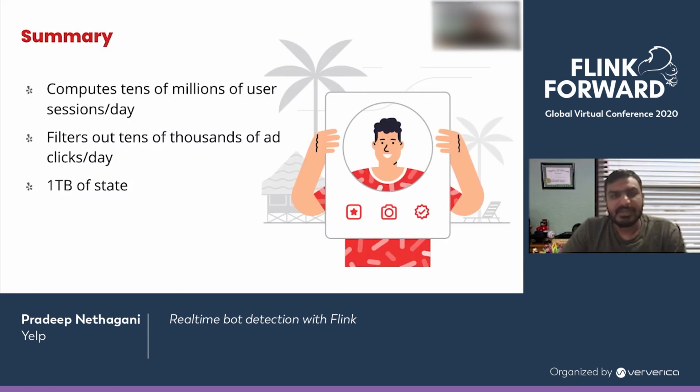Flink has been doing well for us. It not only helped us scale, but it effectively helped us deal with large state. In summary, it computes tens of millions of user sessions for us per day, and it filters out tens of thousands of ad clicks per day that are from bots. Currently, we are at 1 TB of state, which is a huge state, and we have been going smooth with Flink.